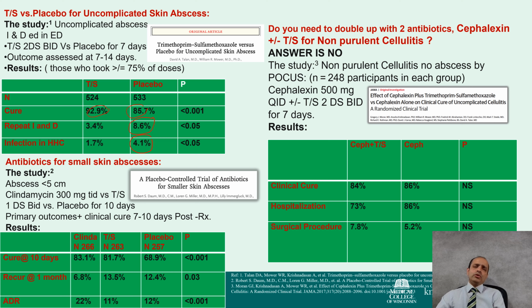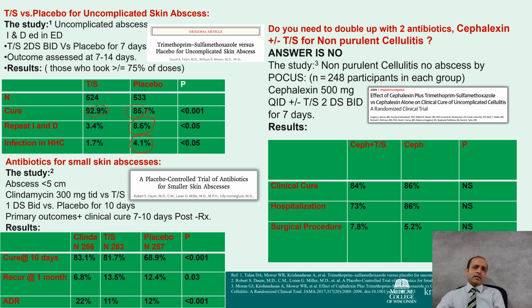So in terms of choice, what to choose, they compared between clindamycin and Bactrim and placebo, and then they looked at the outcome at 10 days, 1 month, and they also looked at the adverse reaction. What they found, compared to placebo, both antibiotics were effective. And when they compared between clindamycin and trimethoprim sulfa, clindamycin had more side effect. So after this study, we started choosing more Bactrim or doxycycline rather than clindamycin when it was small skin abscesses.